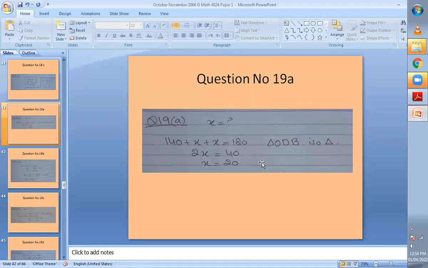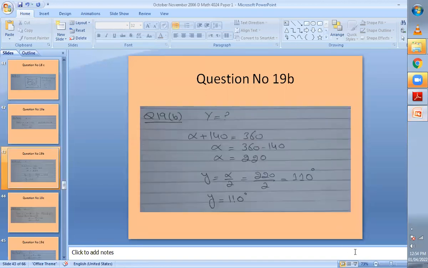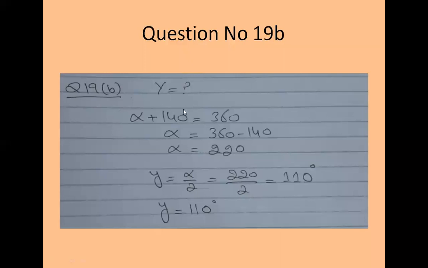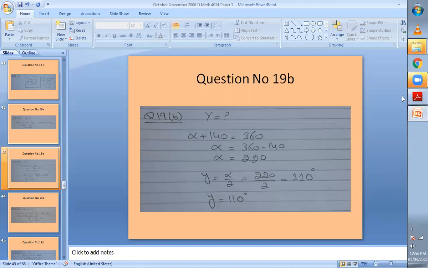So let me show you. Alpha plus 140 equals 360. Alpha will be 360 minus 140, and that will be 220. So Y will be half of alpha. The angle at the center is 2 times the angle at the circumference, so the angle at the circumference is half the angle at the center. So you will have 220 divided by 2, and that will be 110. So the value of Y will be 110.